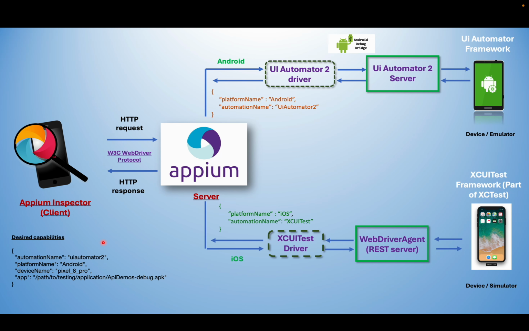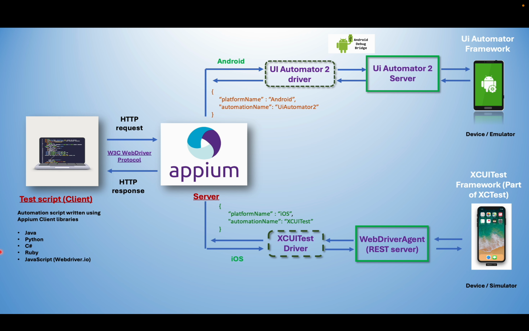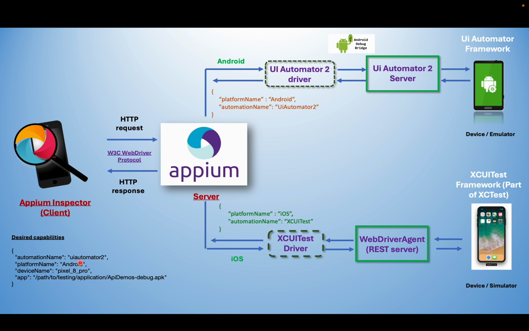That is where Appium Inspector comes into the picture. With the help of Appium Inspector, we can add the desired capabilities: which platform you want to interact with, what the automation name is, what the device name is, and the application that you want to test. This will send a request to the Appium server. The only difference is that here our automation script is not sending the request; the Appium Inspector sends the request and acts as a client to the Appium server. The rest of the process and the steps after this remain exactly the same.